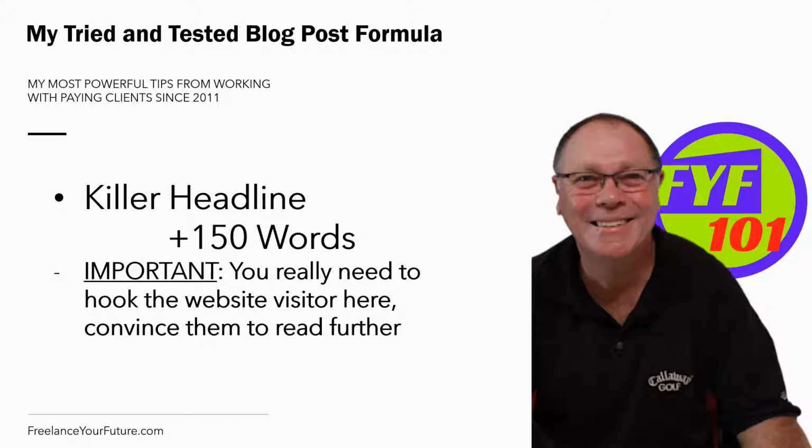So once you've got your killer main headline in place, you follow this with approximately 150 words of text. And again, because this is right at the start of the blog post, it's critically important that you hook the website visitor here. You've got to convince them to read further. So again, this first 150 words, apart from your initial headline, is one of the most crucial parts of writing the blog post. So think about this 150 words. It's approximately 150 words. It doesn't have to be exactly 150, but in the region of 150 words.